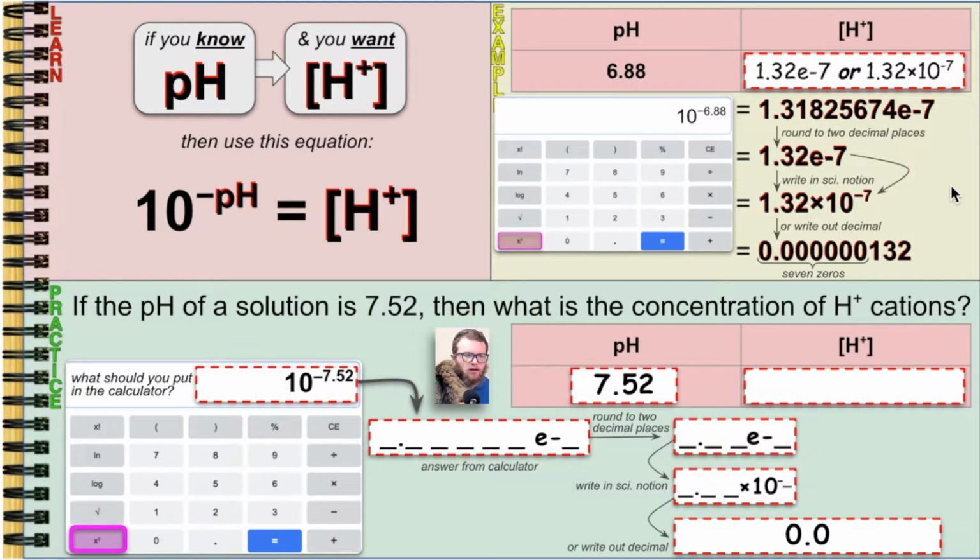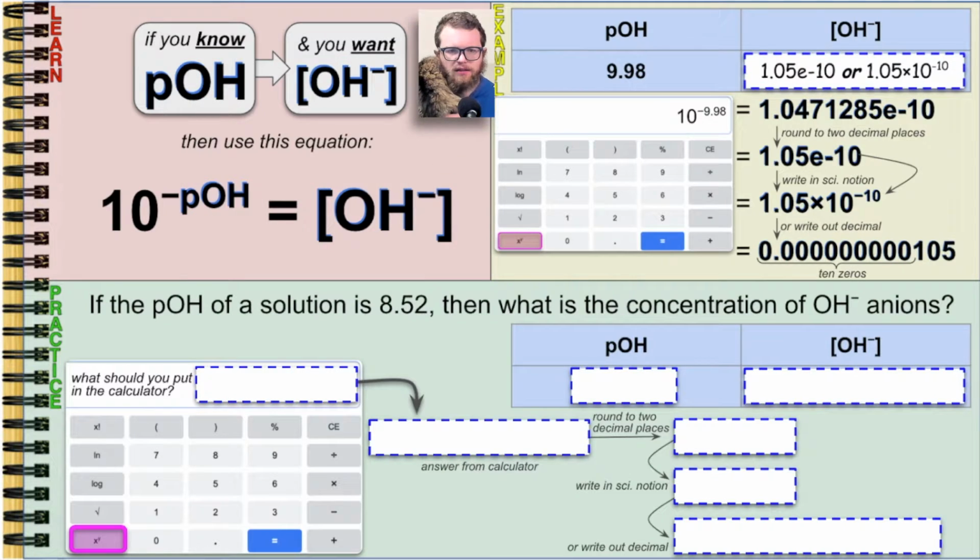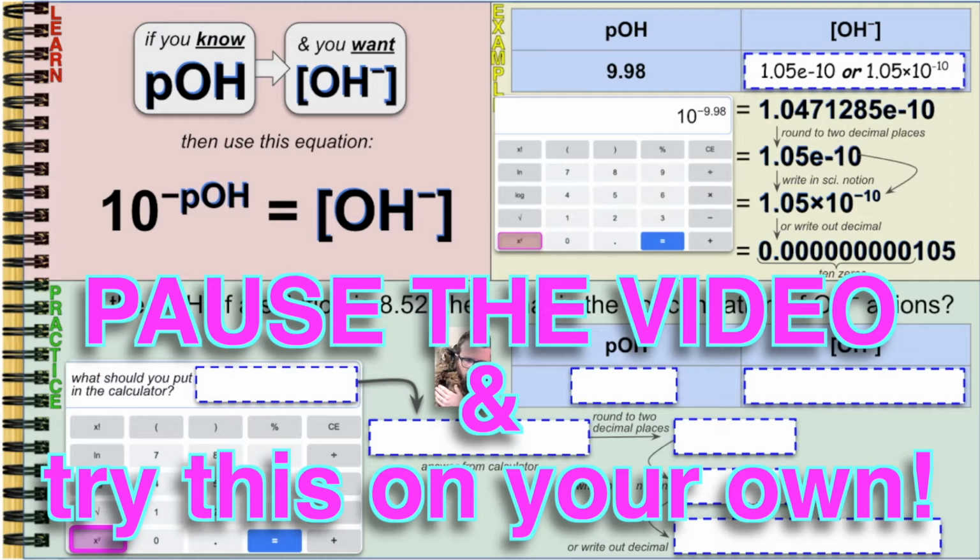Okay. Then on slide number 8, it's the same type of equation, but with pOH and the concentration of OH minus. So pause the video now and do that.